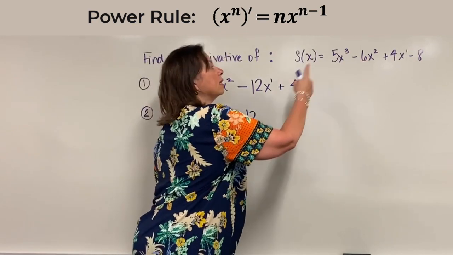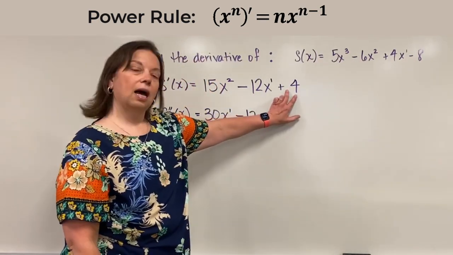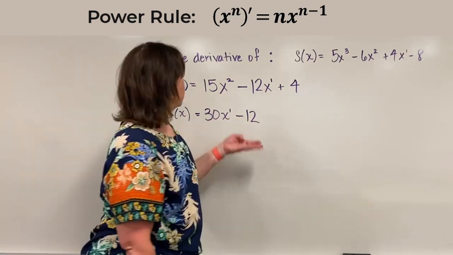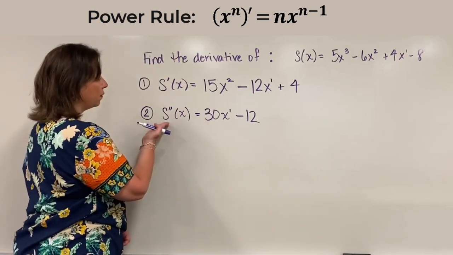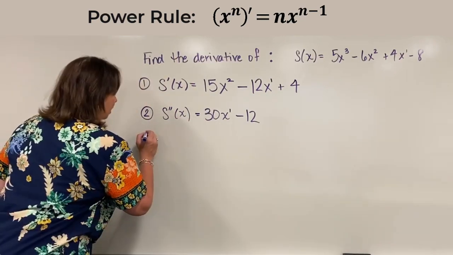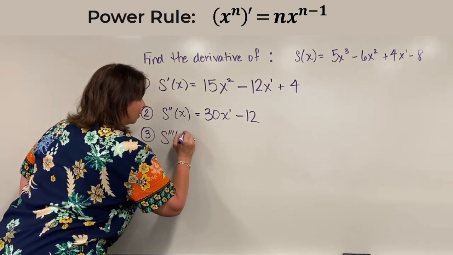And then lastly, like with the -8, I have a +4 here because it's a constant number. When I take its derivative, that term's derivative is just 0. So now I have a second derivative that literally is 30x minus 12. One more time, check this out. What if I wanted to take the third derivative?